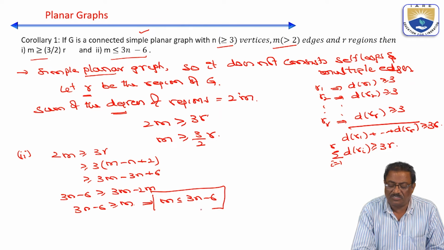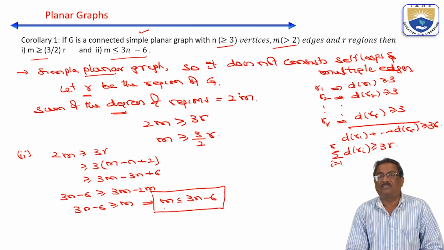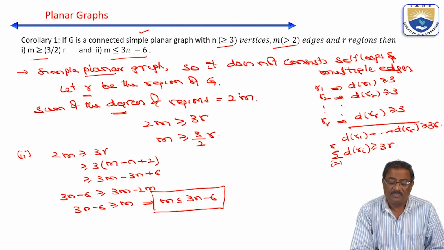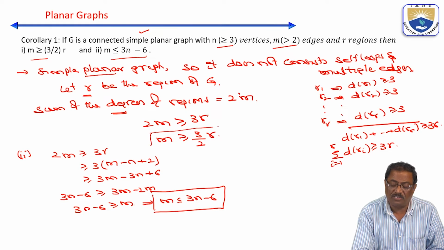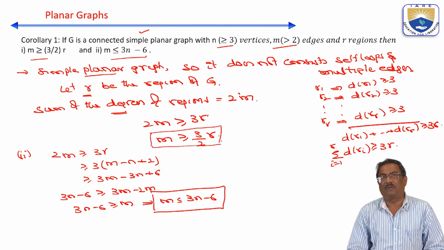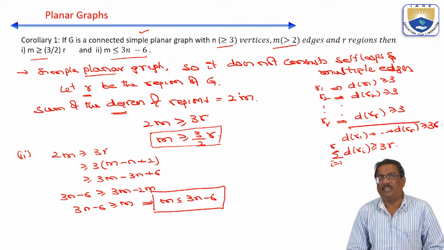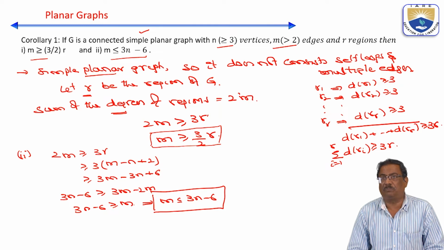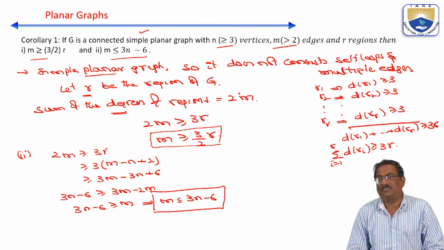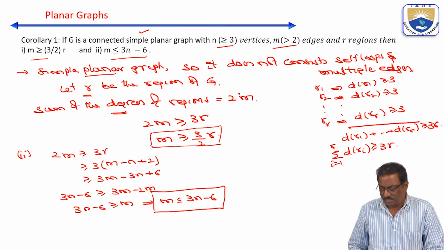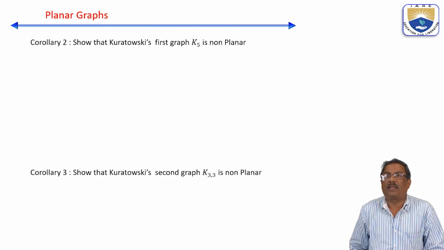So this is the relationship between number of vertices and number of edges, whereas the first one gives the relationship between number of edges and number of regions. So this is what the corollary states: the relationship between number of vertices and number of edges, or number of edges and regions, for a simple planar graph.